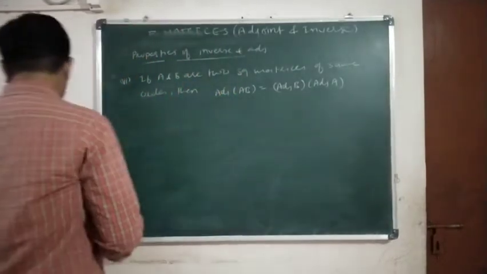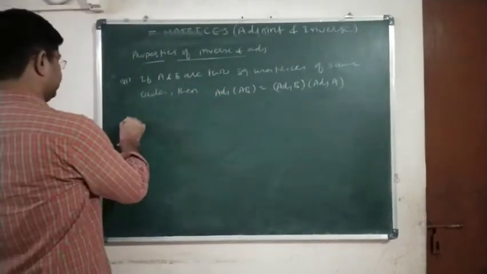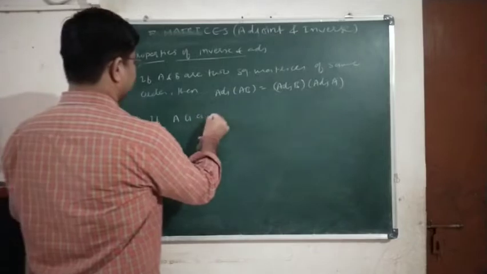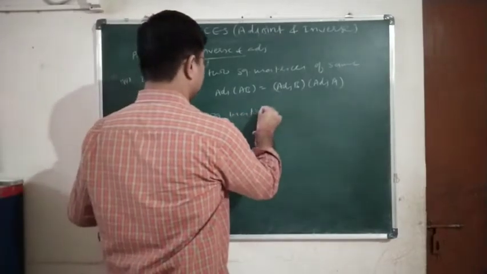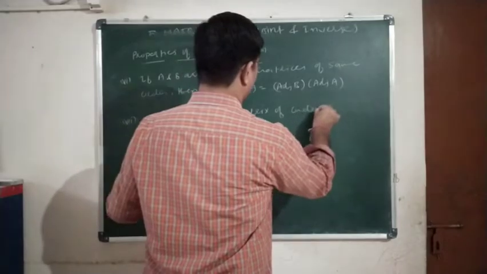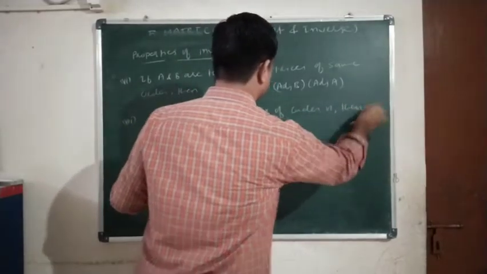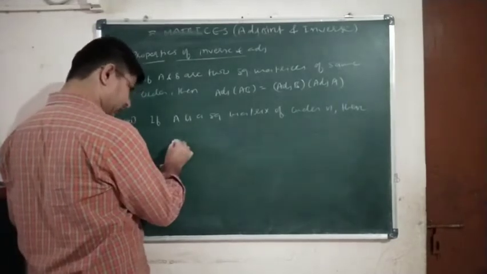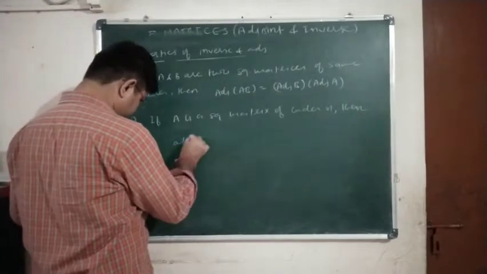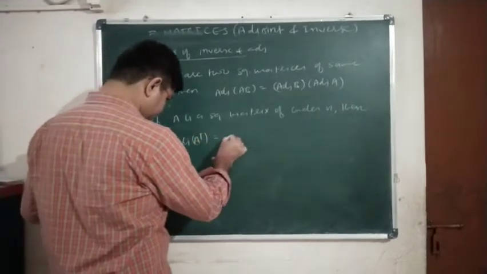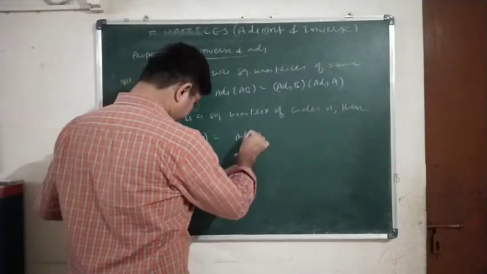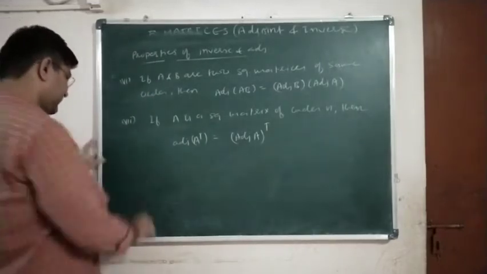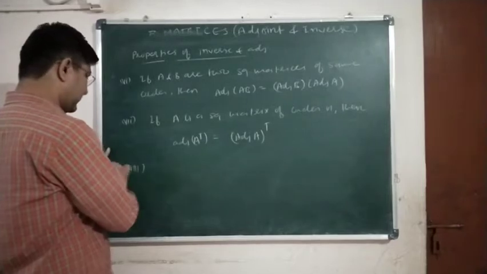Now property number 7. If A is a square matrix of order n, then adjoint of A transpose is equal to adjoint of A whole transpose. Clear? Property number 7.